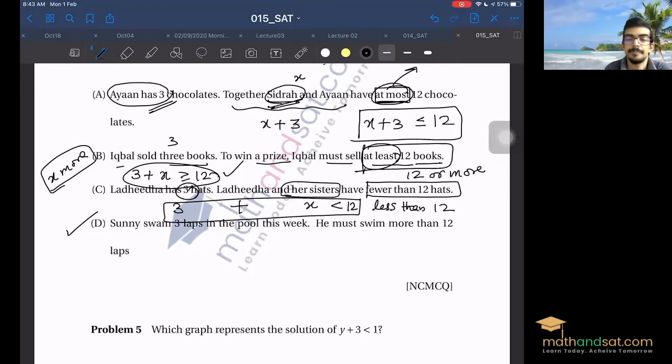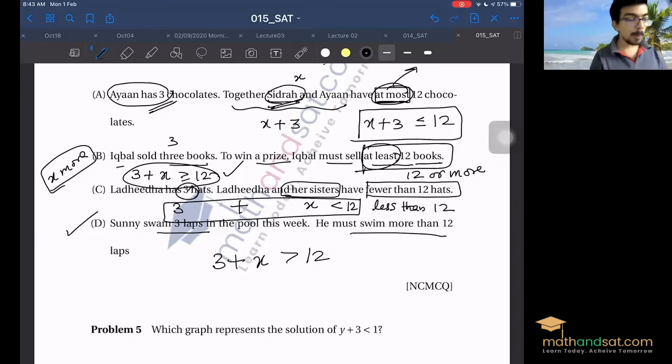Yeah, the idea is very simple. See, he has already swam 3 laps, so there is 3. And suppose he is swimming x more. So 3 plus x has to be more than 12, which is same as x plus 3 is greater than 12.